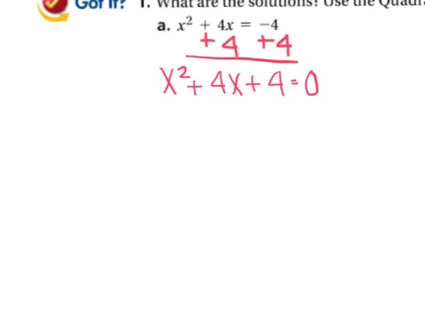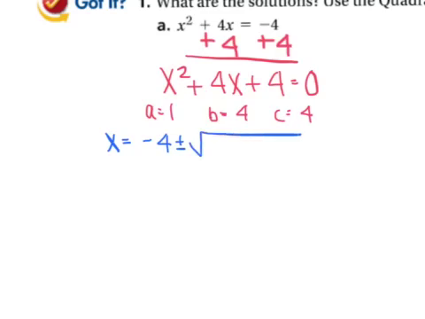Someone give me my A, B, and C values. Sadie: A equals 1, B equals 4. Good. Now we just need to fill it in. X equals the opposite of B plus or minus the square root of B squared minus 4AC, all divided by 2A.